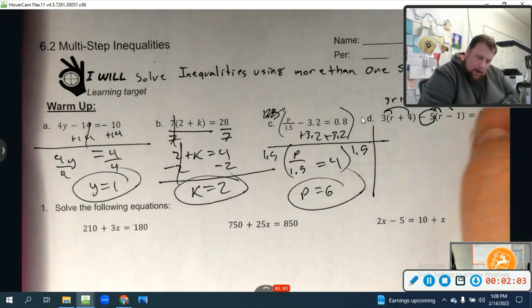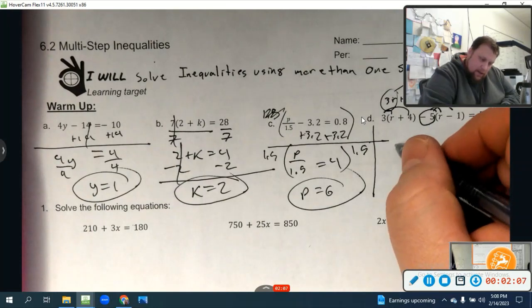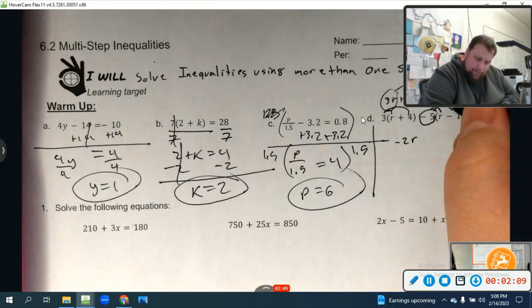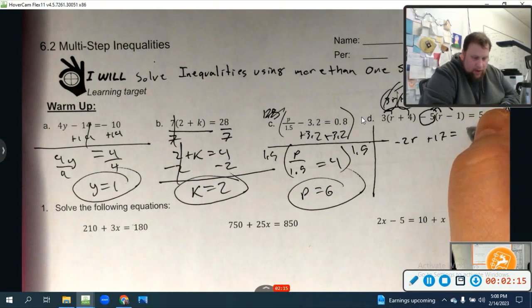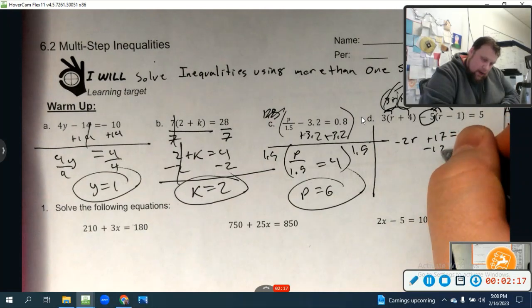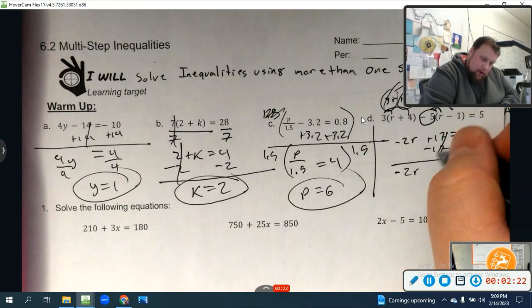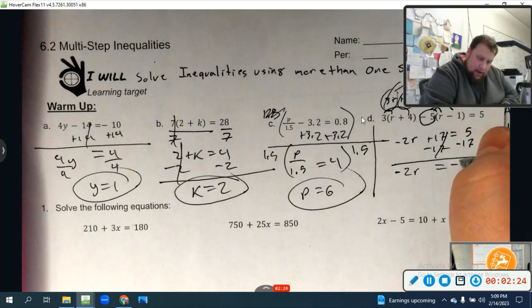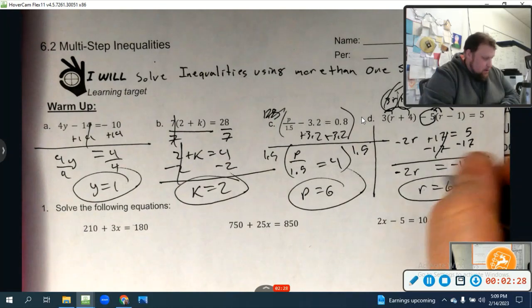All right, combine what we can. 3r minus 5r is negative 2r. 12 plus 5 is plus 17 equals 5. Subtract 17. Negative 2r equals negative 12, or r equals 6. Look at that.